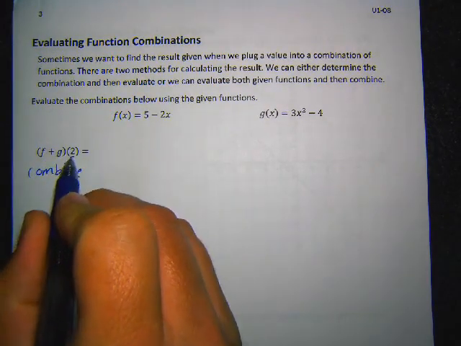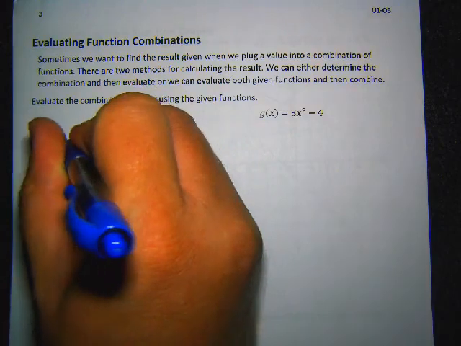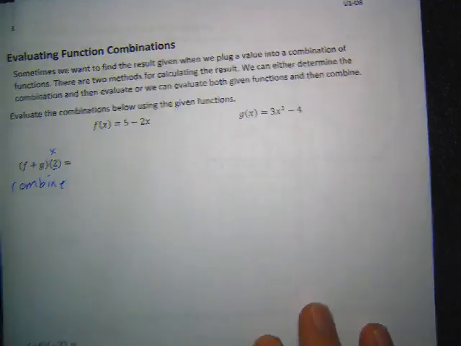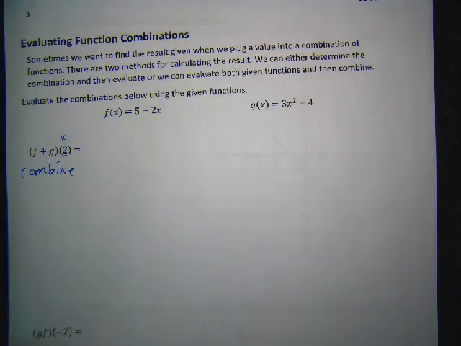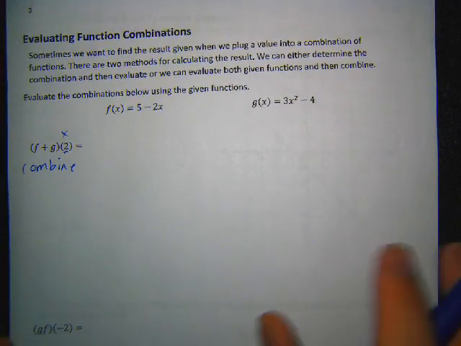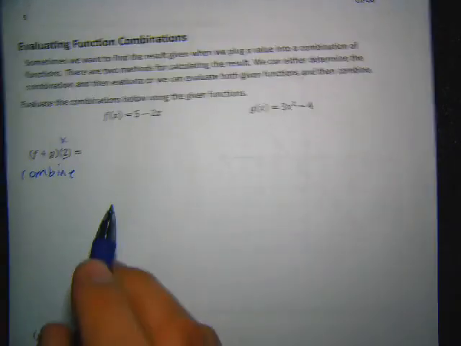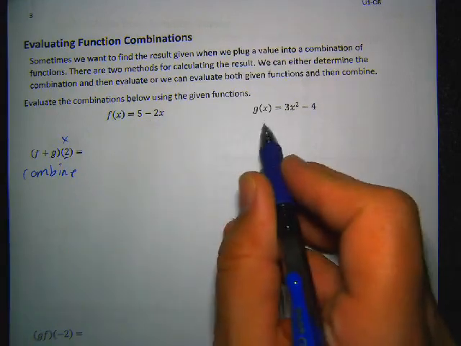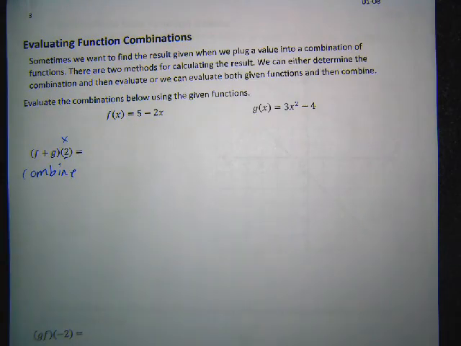So when you see here, this 2 going in there, this means that x is going to be 2, but we're going to wait until after we've added the two functions together, and then we're going to plug the 2 in. So that's what this method is. The first method is to combine first. So I'll take my functions f and my functions g, and we'll combine them together. So I'm going to add them together.